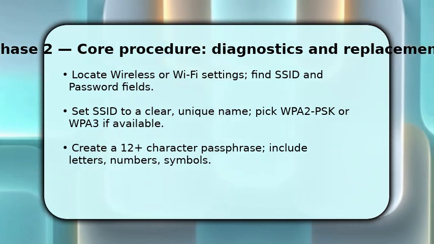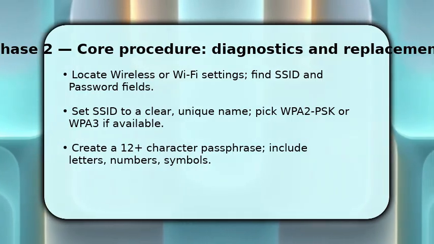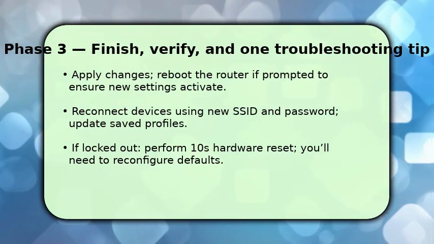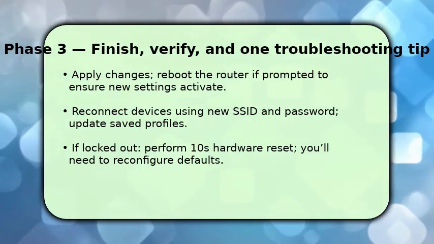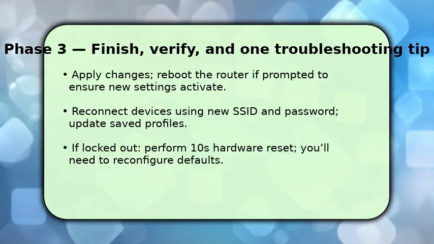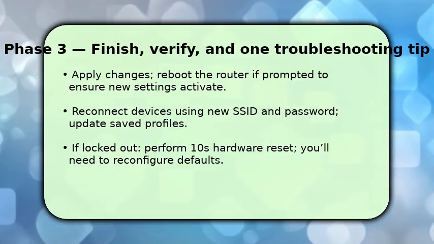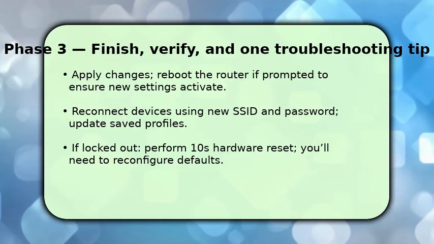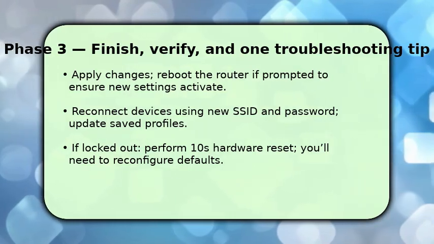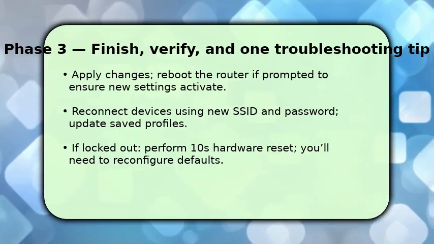When done, click Save or Apply and wait for settings to commit before proceeding. After applying changes, reboot the Hathway modem if it doesn't restart automatically, because some routers need a reboot to activate SSID and password updates. Then reconnect each device to the new network name and update saved Wi-Fi profiles to avoid conflicts. Test connectivity and internet speed briefly to confirm.